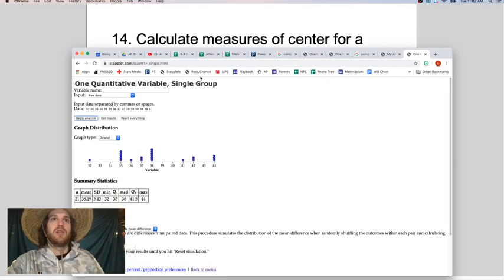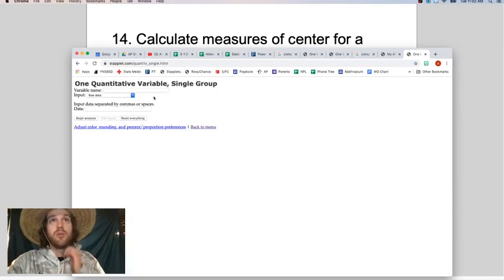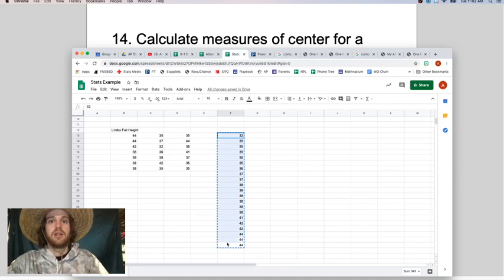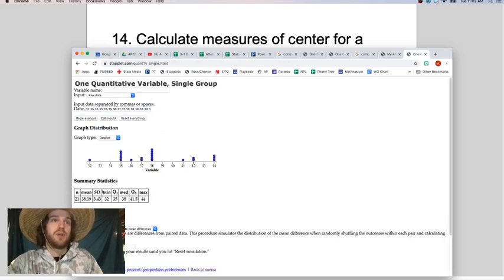I would really recommend that you have this website, stemplots. A quick way to do that is to calculate one quantitative variable. Maybe copy the data. I have it in a list here in Excel. I can highlight the data, copy, paste. You may even be able to do this straight off the AP exam. Copy it, paste into the data, press begin analysis. It gives you everything that you need there.